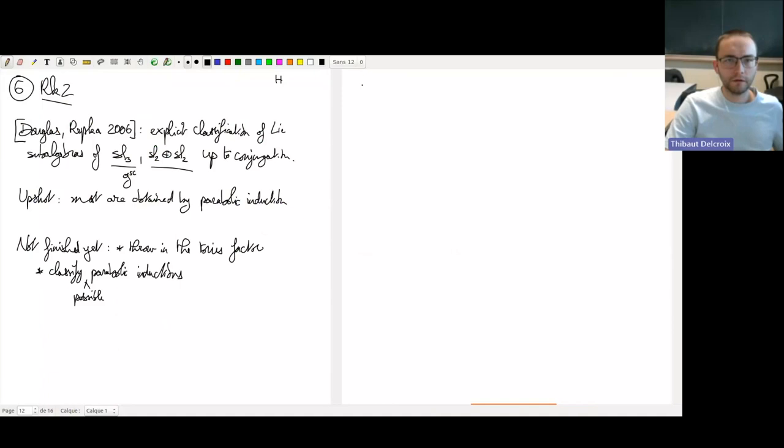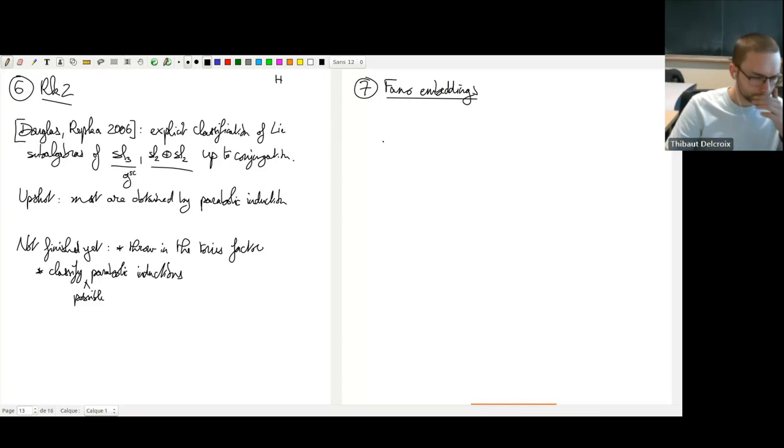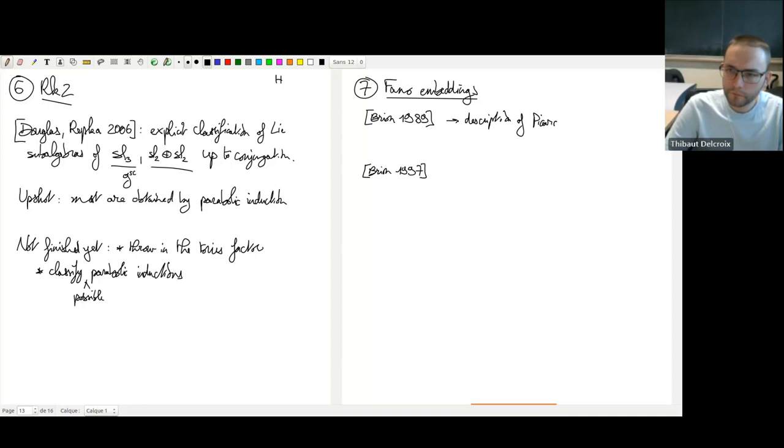I'm just saying a very quick word, in the 1 or 2 minutes left, about the last step, which would be classifying Fano embeddings. I really don't have time to say much. Let me just put the main players, the main articles that are used. Most importantly are works by Brion: a description of the Picard group of spherical varieties in terms of B-stable divisors.